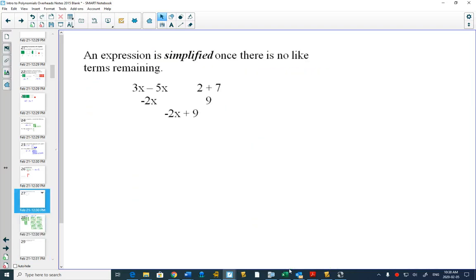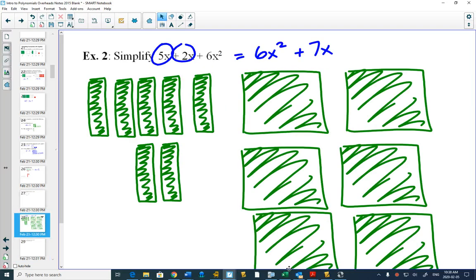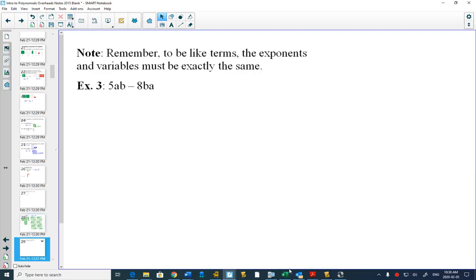And remember, to be like terms, the exponents and the variables have to be the same. So we only have pictures for x's, but that doesn't mean we can't do algebra if we switch the letters or the variables. So here I have 5ab minus 8ba. The first thing you have to decide, are these alike or not?